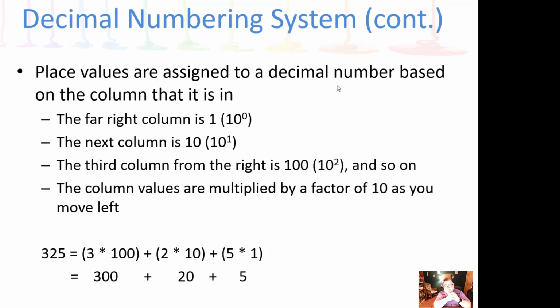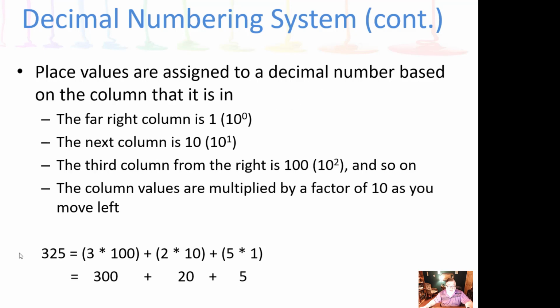So the far right column is the ones column, 10 to the 0. Anything to the 0 power is 1. So 10 to the 0 is 1. The next column is 10 to the 1, and that's the tens column. The column after that is 10 squared, or 10 to the second, which is 10 times 10, which is 100. The next column would be 10 cubed, or 10 times 10 times 10. Each time I move a column, I multiply by a factor of 10, and that's why it's called base 10.